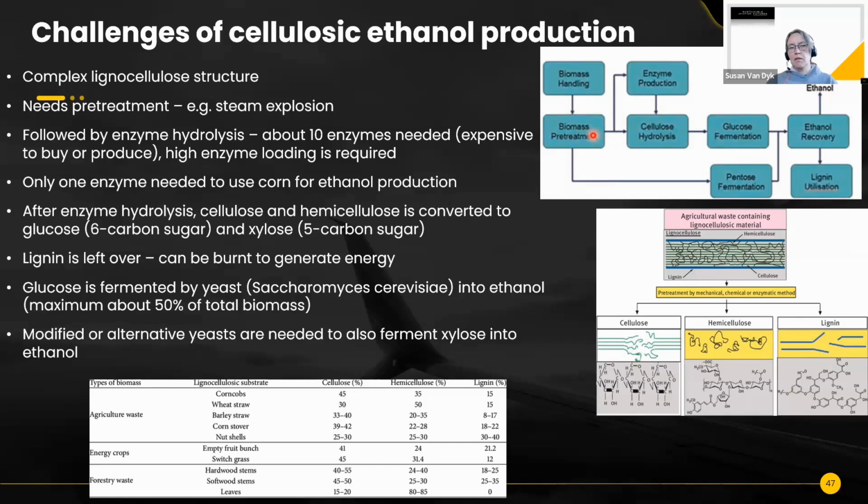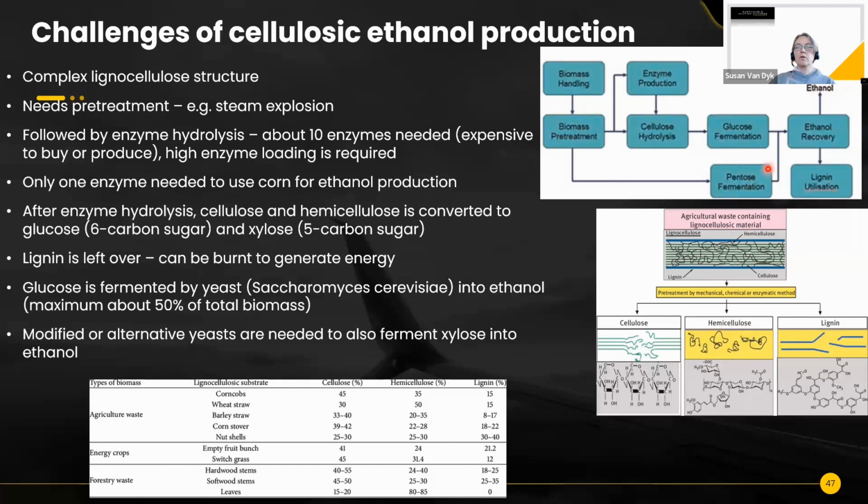So first of all, you need to collect the biomass, then you need to pre-treat it with, say, steam explosion. Then you need to use enzyme hydrolysis, so you have to produce the enzymes. You can use about 10 enzymes or even more than that. You have to produce the enzymes separately. Then you use enzyme hydrolysis. Then you produce glucose, and you can ferment that glucose to produce ethanol.